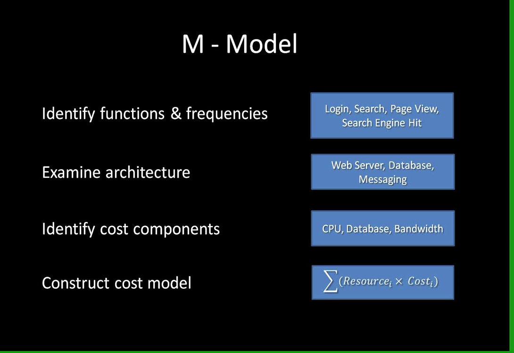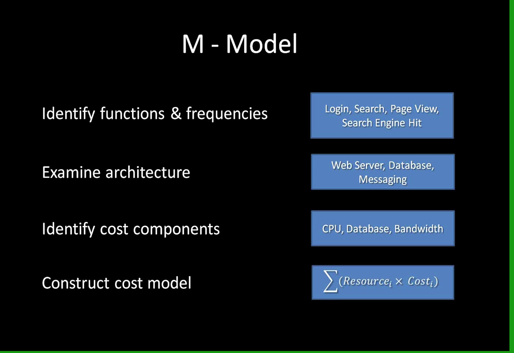You start by identifying the various user-level functions and the frequencies with which they're performed, things like login, a search, a page view, a hit from a search engine. You then trace these through your architecture, and you understand the implications as far as resource consumption on your web server, your database server, your messaging, your storage, and so forth.